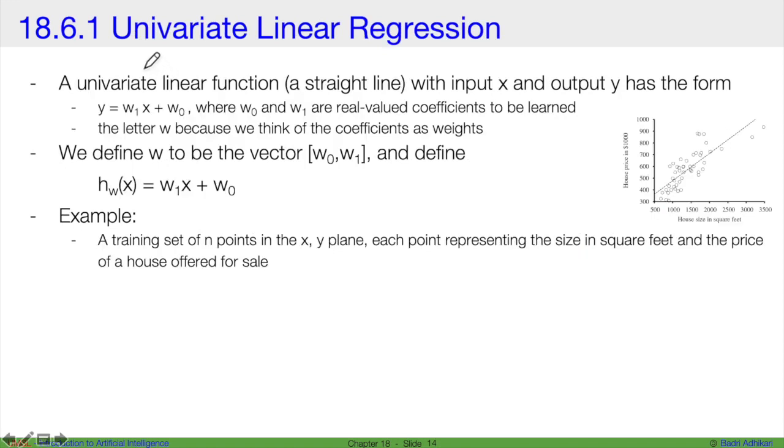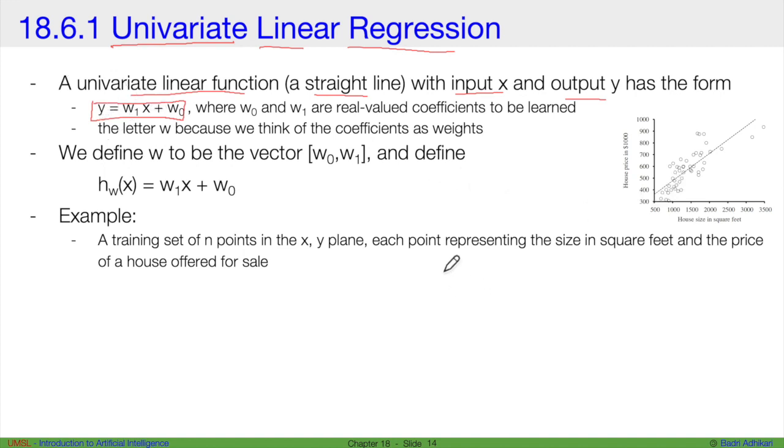We will now only focus on supervised learning, and we will start with a very basic technique of supervised learning known as univariate linear regression. A univariate linear function, basically a straight line with input x and output y, has this form: y equals w1x plus w0.